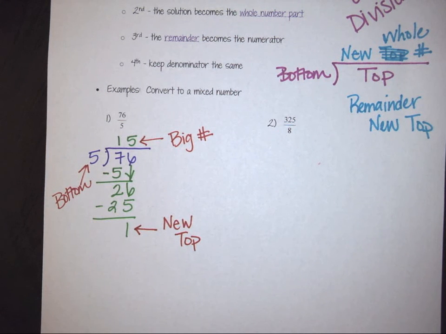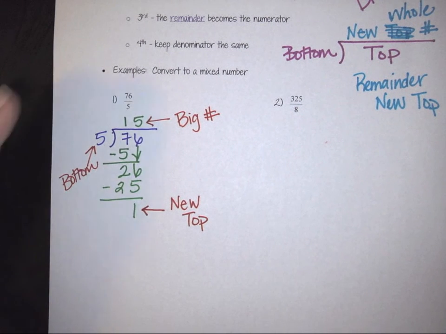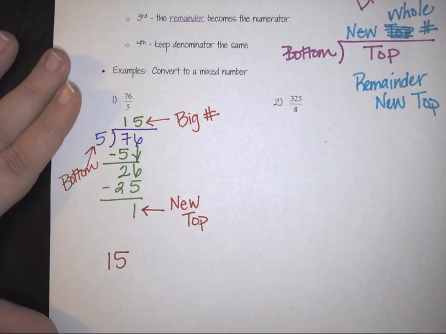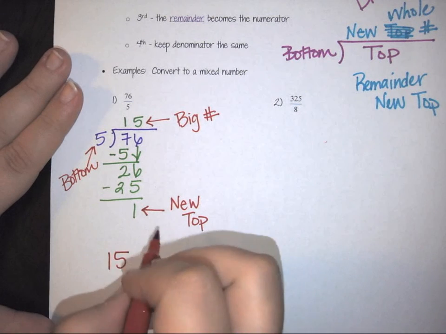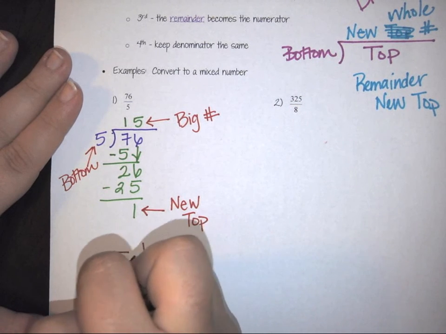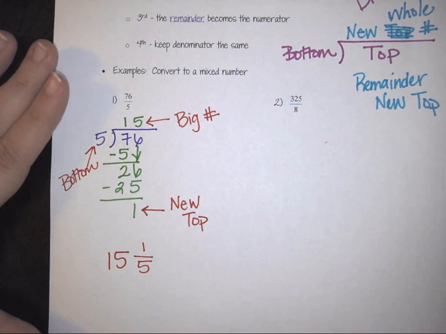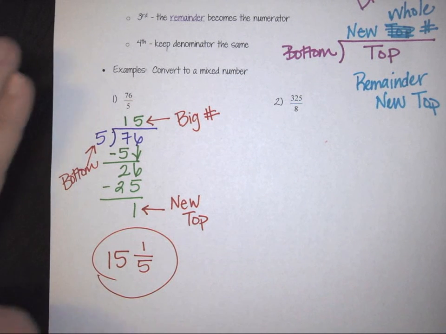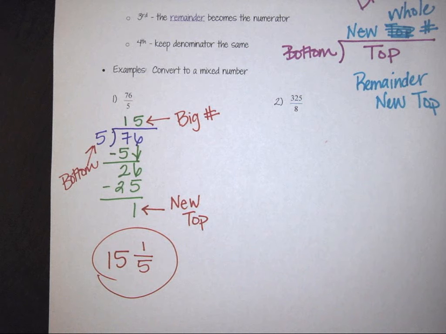So when we rewrite our fraction, we're going to write the big number first. So this is going to be 15. And then we do our new top, so 1 over the original bottom, 5. And thus, 15 and 1/5 is what we were looking for.